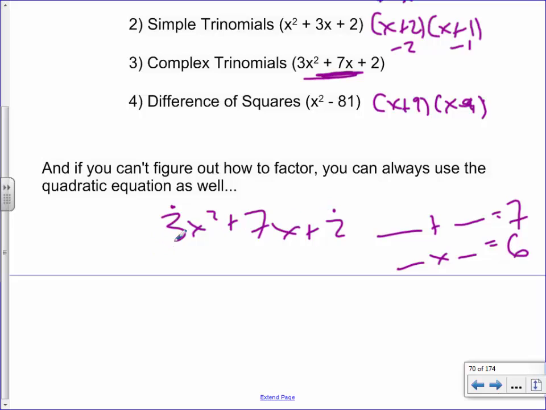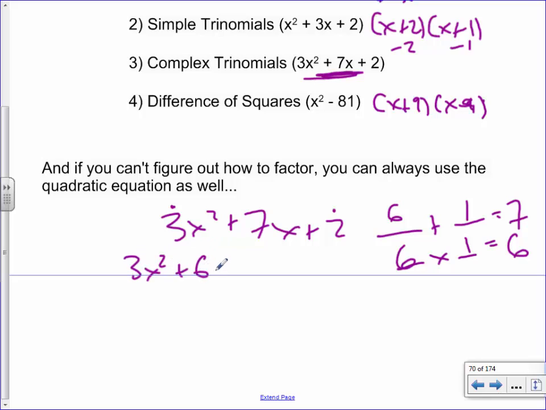Normally, if there's not a 3 right here and there's a 1 right here, we can kind of ignore that. But now with there being a 3 there, we need 7 and 6. So 6 and 1. Now, it's not x plus 6, x plus 1, though. This one requires a little more work.